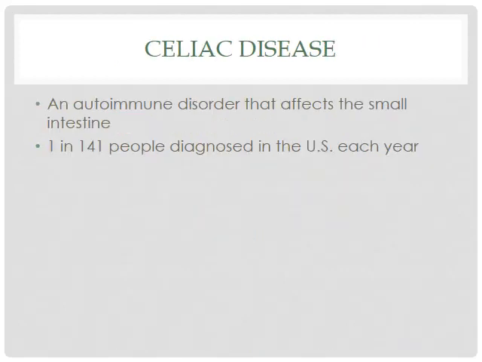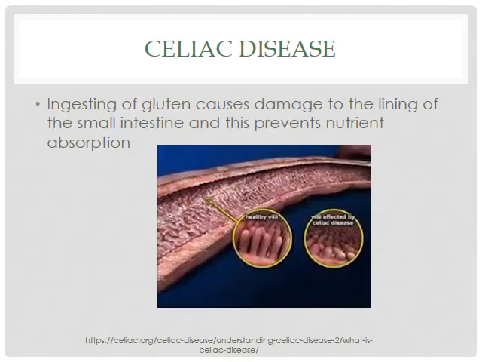Moving on to our next topic of celiac disease. Celiac disease is an autoimmune disorder that affects the small intestine. 1 in 141 people are diagnosed in the U.S. each year. Ingesting gluten causes damage to the lining of the small intestine, and this prevents nutrient absorption. In this picture here, you can see the lining of the intestine, and the healthy villi are standing up tall, ready to absorb nutrients, while the villi affected by celiac disease are lying flat.